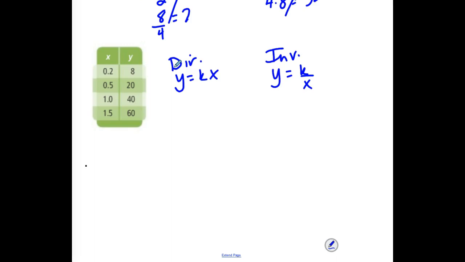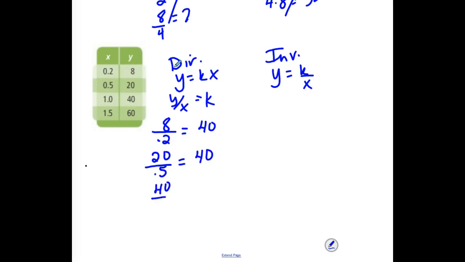All right, so we've got our basic direct and inverse variation equations. Again, solving for k to check to see if we have that constant. What is 8 divided by 2/10? Okay. What is 20 divided by 1/2? What is 40 divided by 1? And what is 60 divided by 1.5?